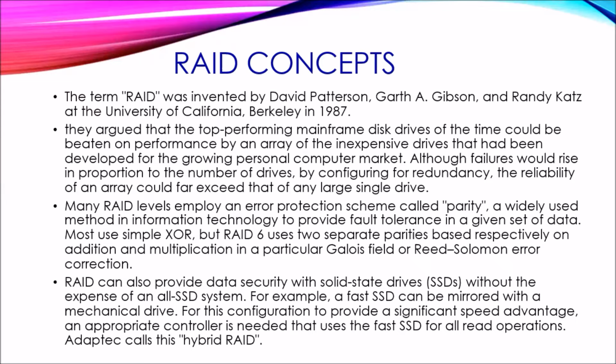Many RAID levels employ an error protection scheme called parity, a widely used method in information technology to provide fault tolerance in a given set of data. Most use simple XOR, but RAID 6 uses two separate parities based respectively on addition and multiplication in a particular Galois field, or Reed-Solomon error correction.